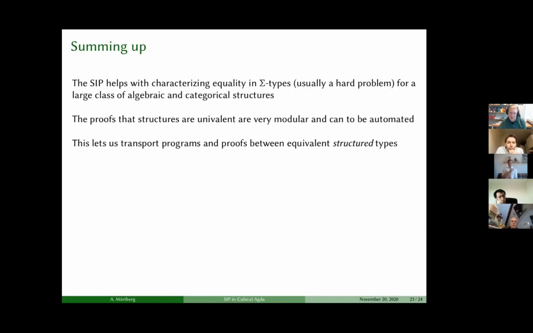Right, so let me sum up. The SIP, which you saw, has many different versions, but they are essentially about characterizing equality in sigma types, which can usually be tricky. This applies to a large class of structures, single-sorted the way we did it, but multi-sorted should work too, I'll mention that in a second. The proofs are very modular and can be automated using reflection in Agda. And we can then use this to transfer programs and proofs between structured types.